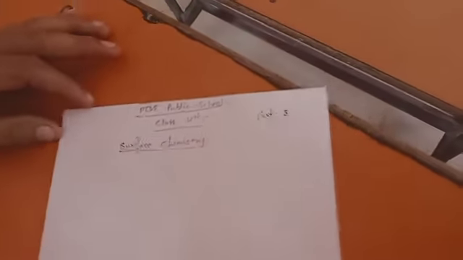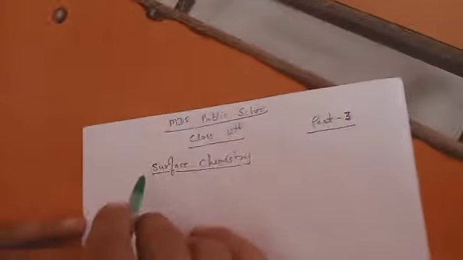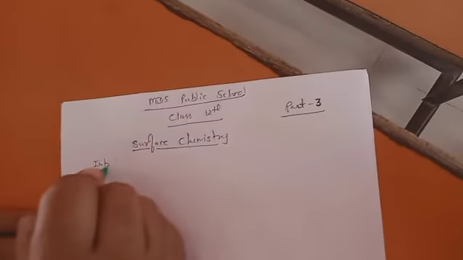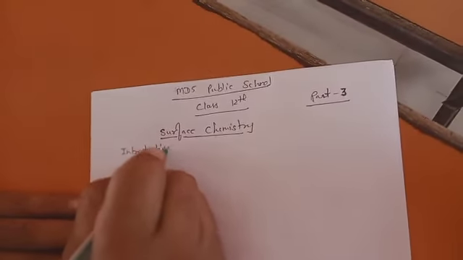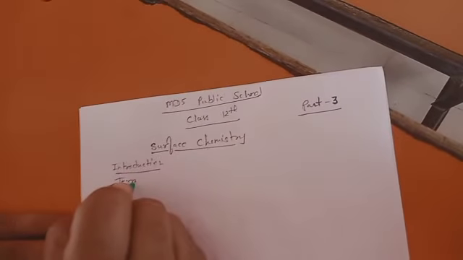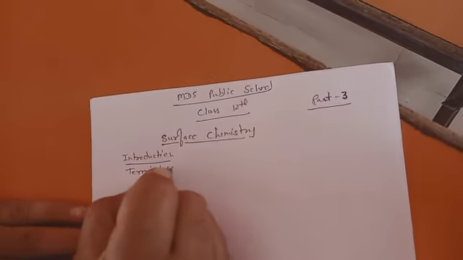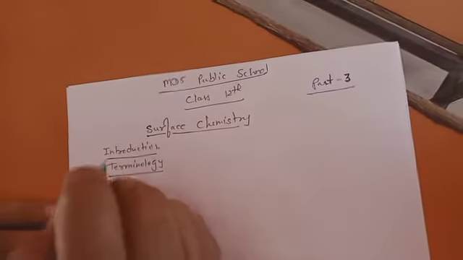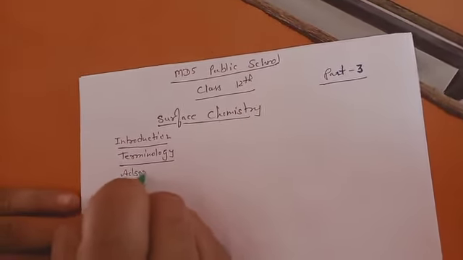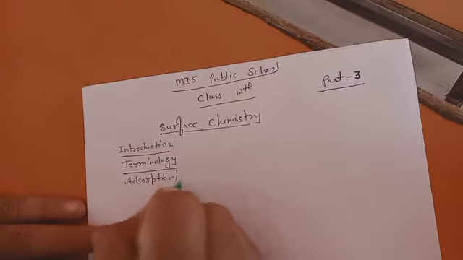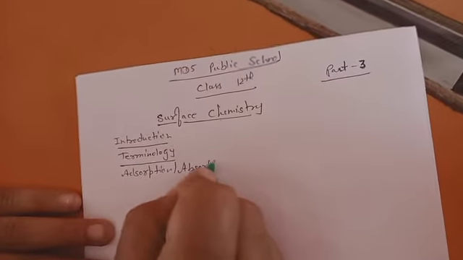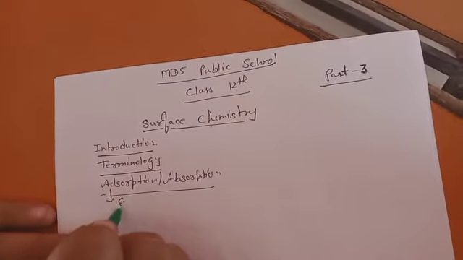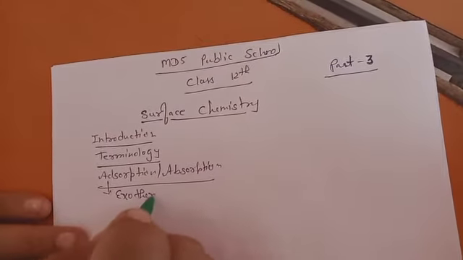Okay, dear students, in the previous lectures we have done surface chemistry, its introduction, and its terminology. Terminology means terms like adsorption and absorption, what these things are. We also differentiated between adsorption and absorption. And the last topic we did was proving that adsorption is exothermic. So far we have completed that.